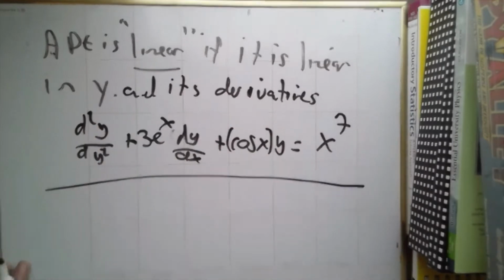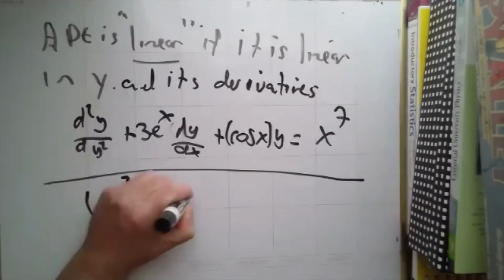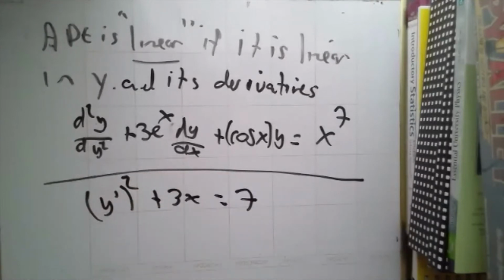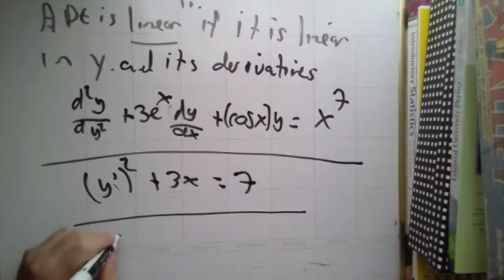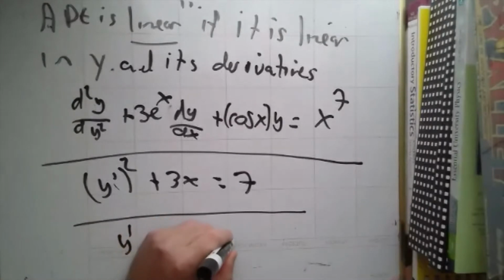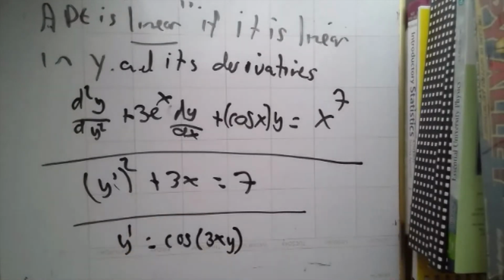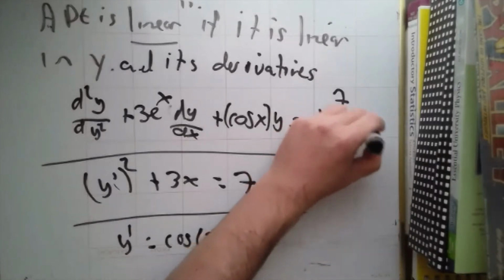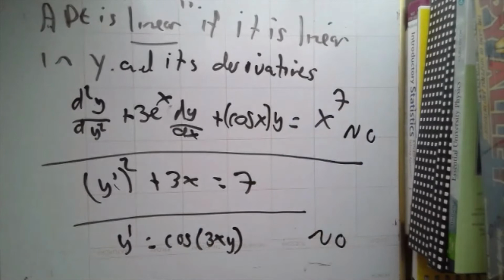This guy here, on the other hand, say we had Y prime squared plus 3x equals 7. That's a nonlinear DE because I've got some version of Y squared. Or if I had, I don't know, Y prime equals cosine of 3xy. Here I've got a Y inside a cosine. That's nonlinear. So these two are not linear. This one is linear.